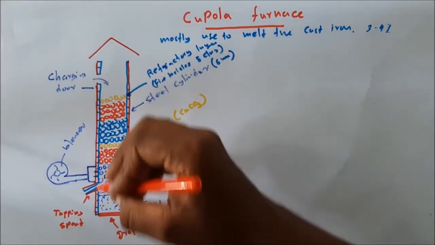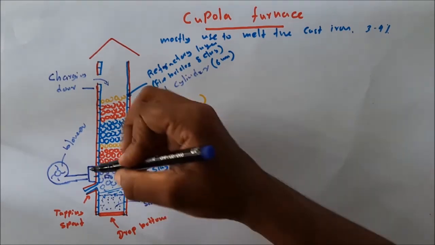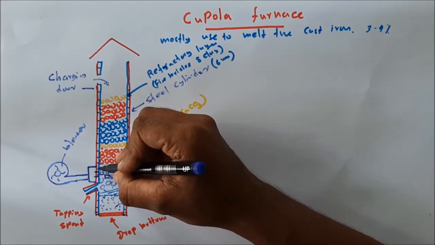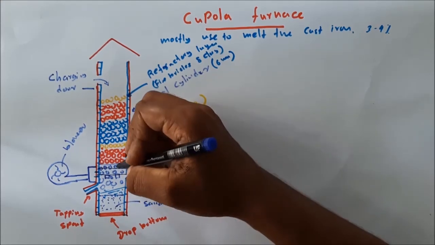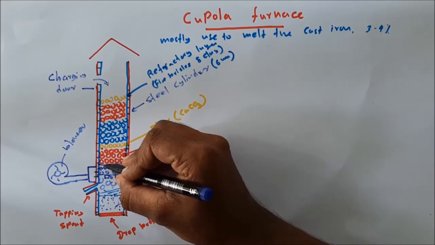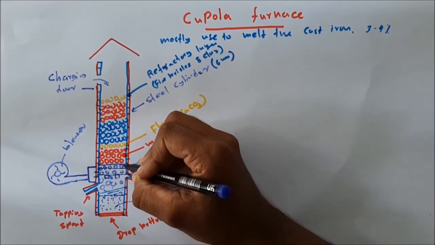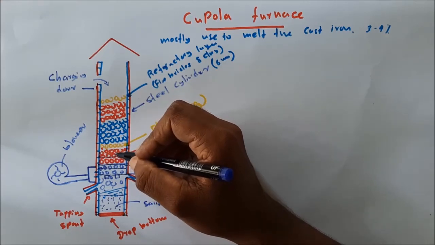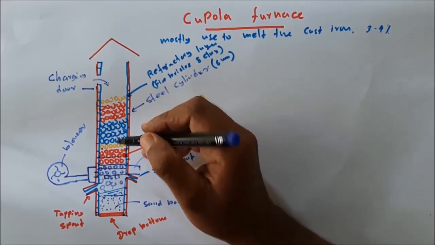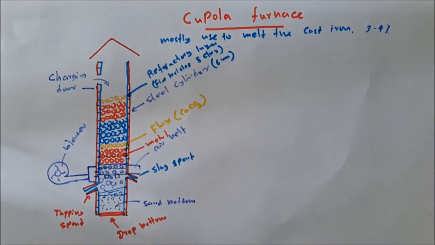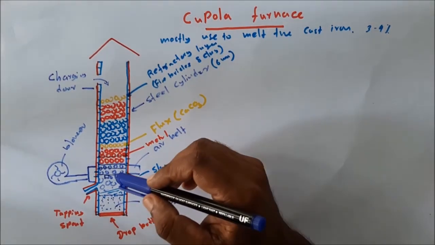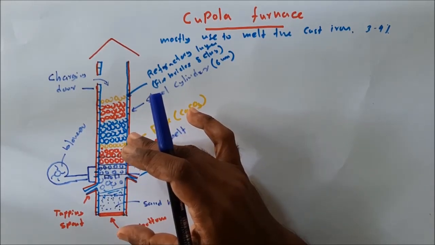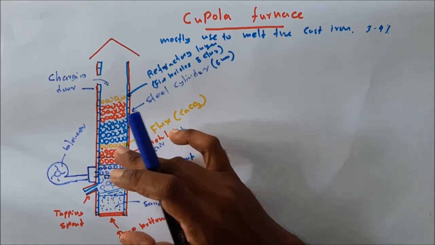This is the combustion region. Later I will explain in detail about this combustion region. This is the combustion region, starting from the top of the air inlet to a certain height, around 15 to 30 centimeters. Then this region is called the reducing region. Then this is called the melting region, then the preheating region up to the charging dome. These are the four main zones we can identify in the cupola operations: the combustion, reducing, melting and preheating zones. Later I will explain them in detail.